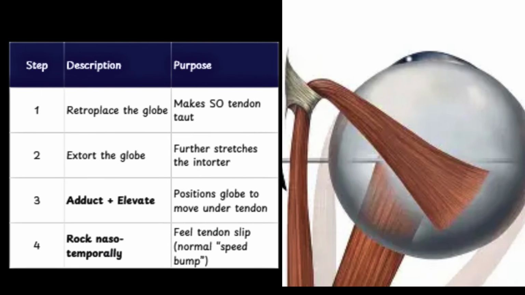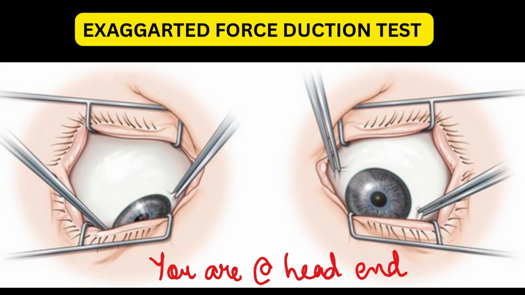Let's see how we actually perform this exaggerated forced duction test. So first of all, we are going to retropulse the globe. This is going to make the superior oblique tendon taut. Similarly, we are going to extort the globe and then try to do elevation in adduction. All these three maneuvers are going to increase the tautness of the tendon by increasing the distance between the trochlea and the insertion of the superior oblique. Now at this stage, if the eye resists elevation in adduction, it means that there is a superior oblique restriction as seen in case of Brown syndrome.